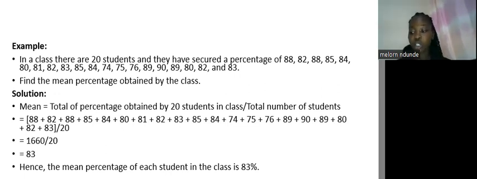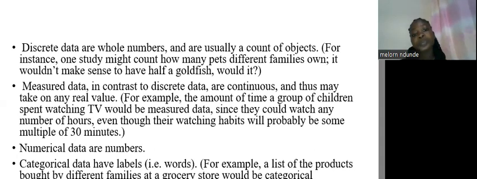So our total was 1,660. You divide it by 20. The number we're getting is 83. Hence the mean percentage of each student in the class is 83.